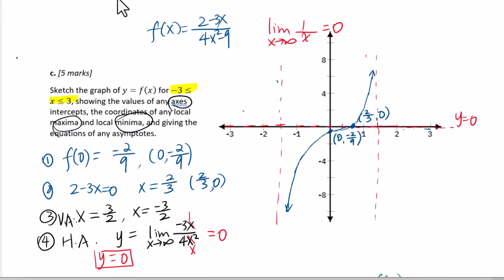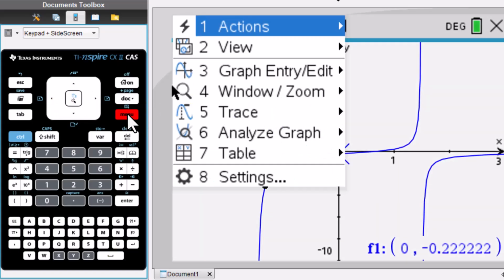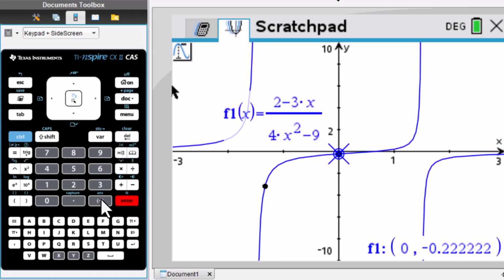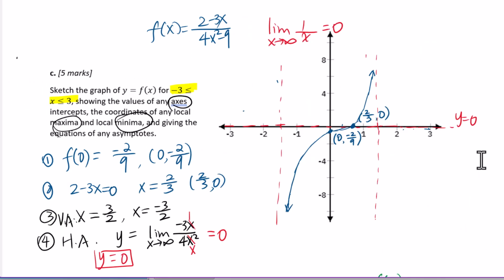In this question, we are given the domain x greater than or equal to negative 3, less than or equal to 3. For HL level, we need to figure out the ending points. Let's go to menu, 5, enter, negative 3, enter, negative 3, 0.407, then press 3, enter, 3, negative 0.259. Now let's plot these two points, negative 3, 0.407.